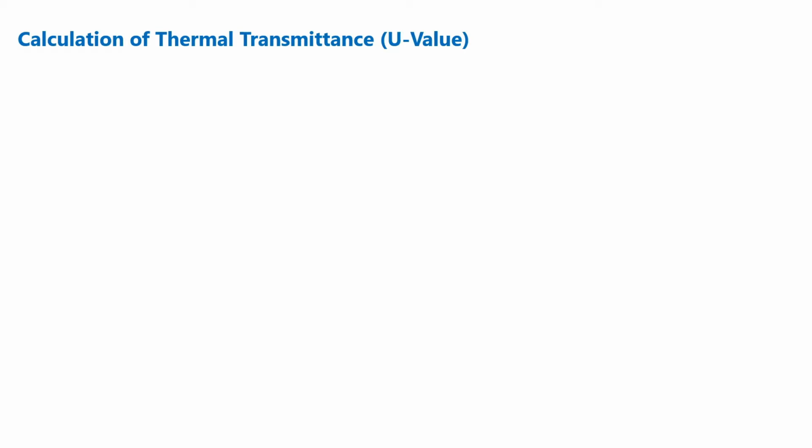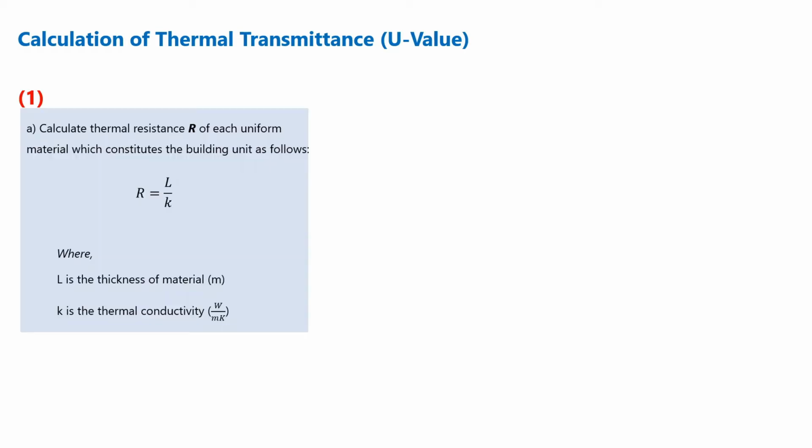Now let's find out how to calculate the thermal transmittance or U value of a building envelope or any construction material. There are 3 steps involved in the calculation. The first one is to calculate the thermal resistance R of each uniform material which constitutes the building unit. There is a formula for it, R equal to L divided by K, where L is the thickness of the material in meters and K is the thermal conductivity of the material in watt per meter Kelvin.